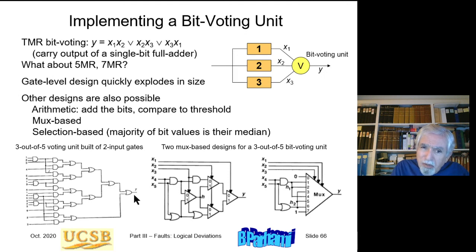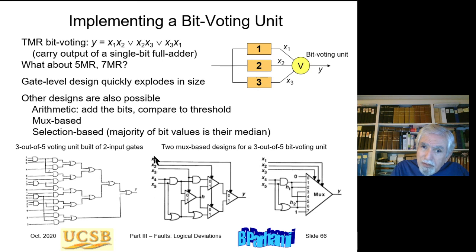The other 2 methods: the arithmetic method is based on basically counting the number of ones. Those of you who have taken my computer arithmetic course are familiar with the notion of parallel counters. A parallel counter basically counts the number of 1s among the inputs. So for these 5 bits, we count how many ones there are among them. If we find out that there are 4 ones, then obviously the majority is 1. If there are 3 ones, the majority is 1. If there are 2 ones, the majority is 0.